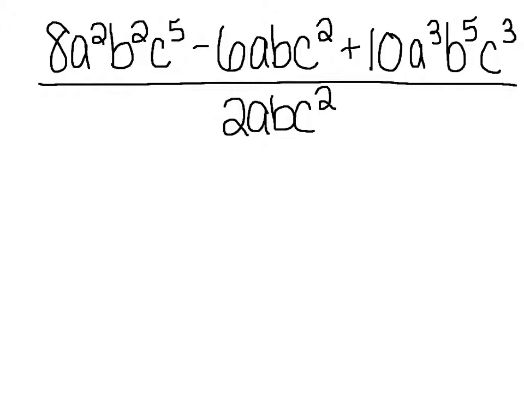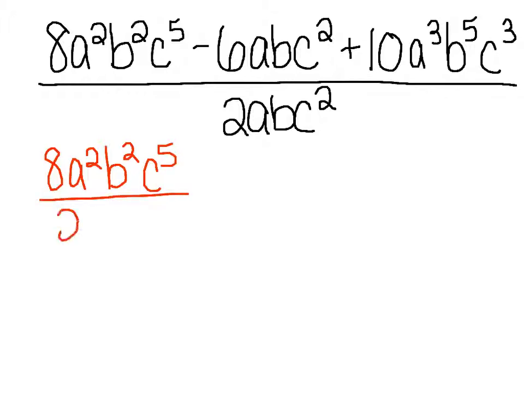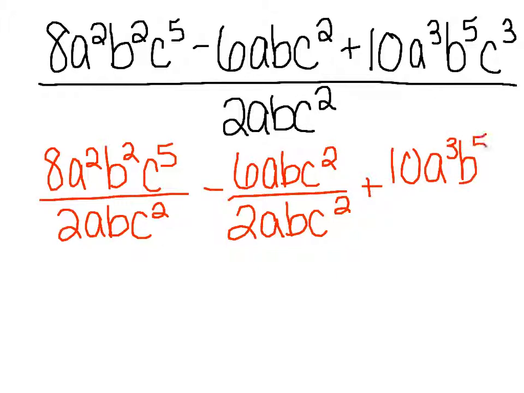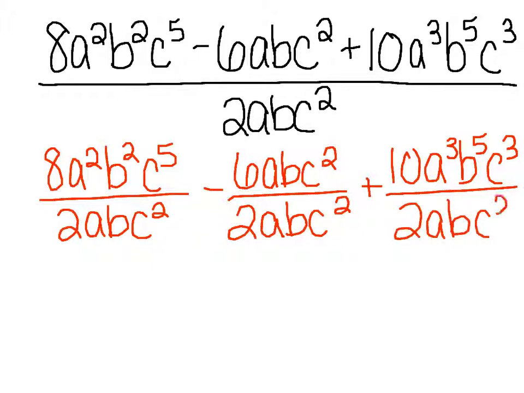Looking at another example, we have a little bit harder one. We've got 3 terms now, 3 variables, but we're still going to do the same thing. 8a squared b squared c to the 5th divided by 2abc squared, minus 6abc squared over 2abc squared, plus 10a cubed b to the 5th c to the 3rd divided by 2abc squared.